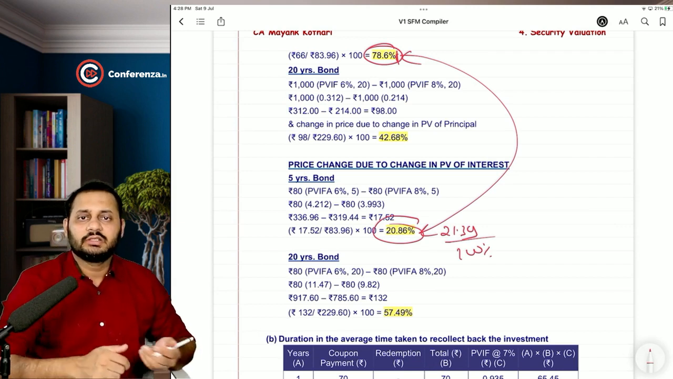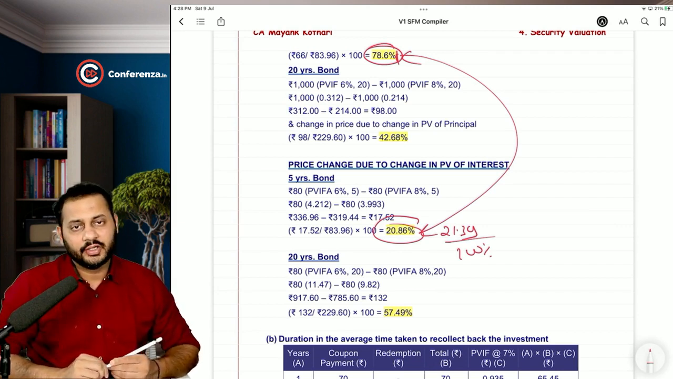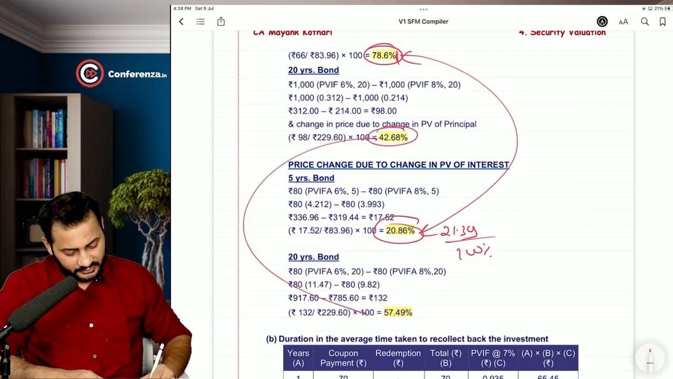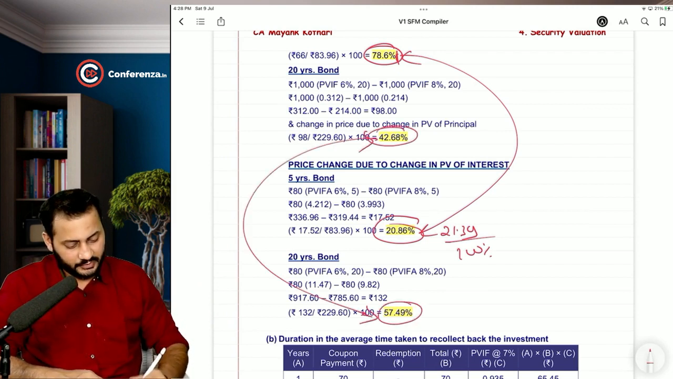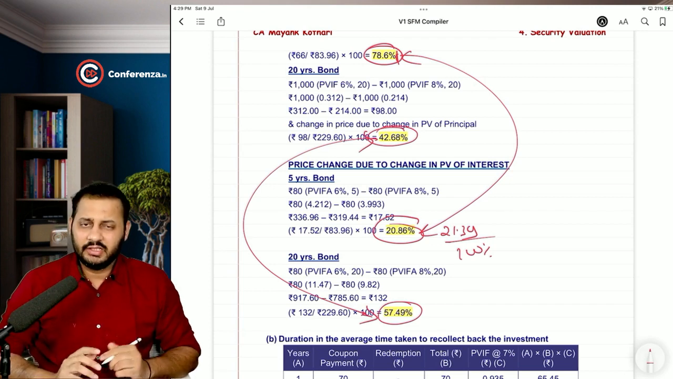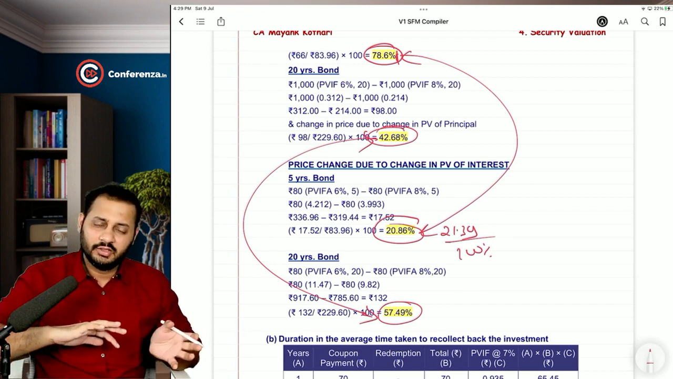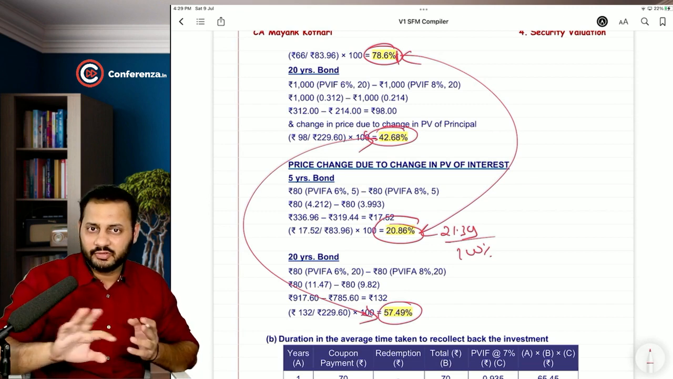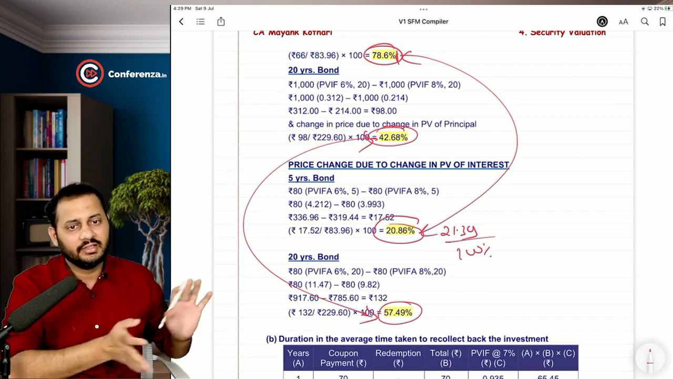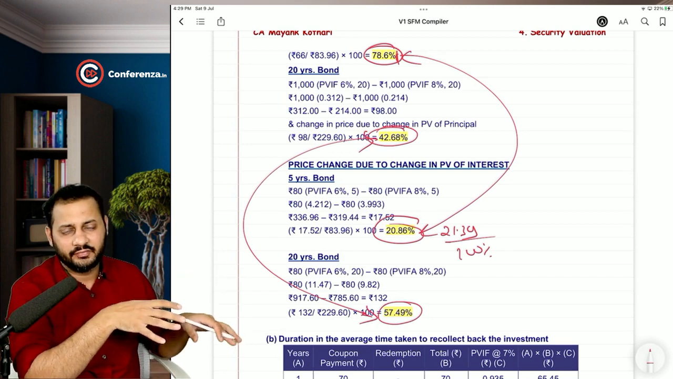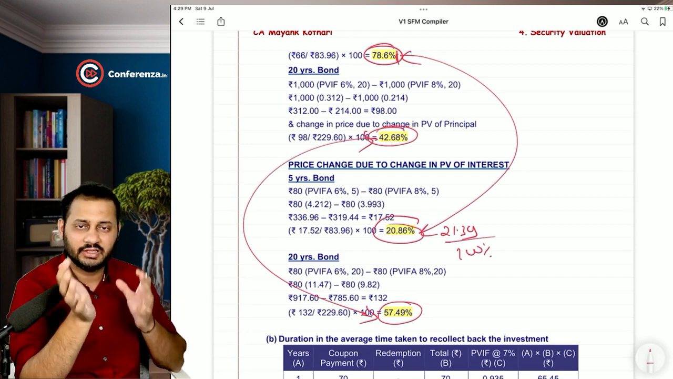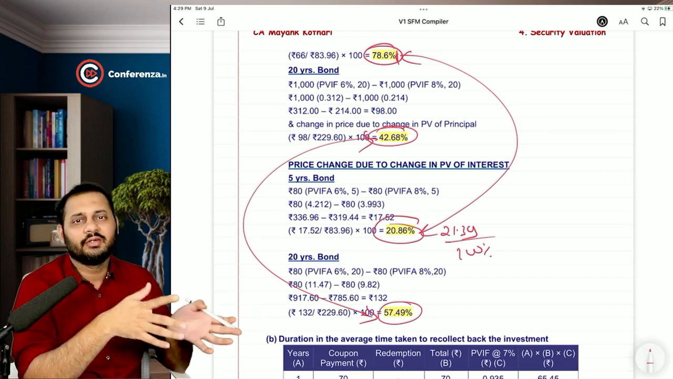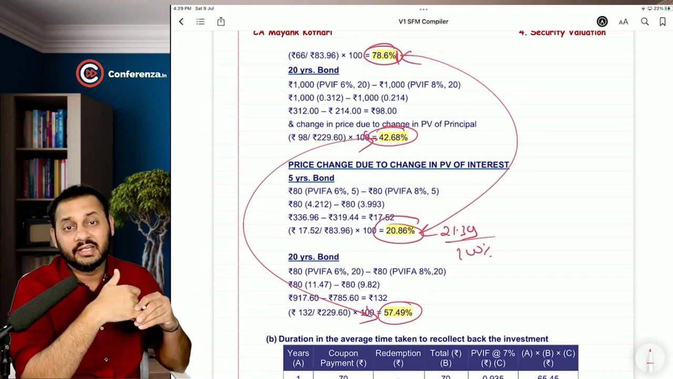So this is the answer for the 5 years bond. You can do the same for the 20 years bond as well. For 20 years, these two are the answers, principal and interest. What they did in the presentation is they calculated the increment in the principal amount first for 5 years and 20 years, and then interest for 5 years and 20 years. My suggestion to you is take the 5-year bond, calculate the entire answer, then take the 20 years bond and calculate the entire answer, instead of getting confused.